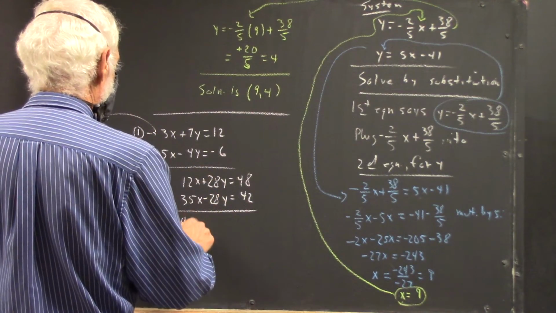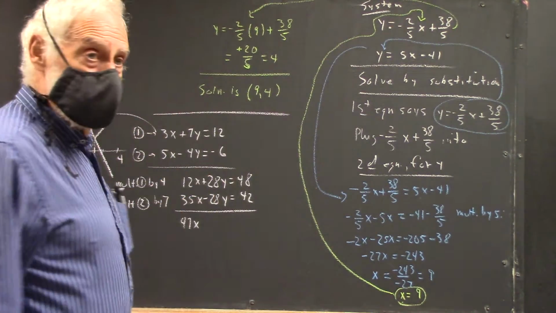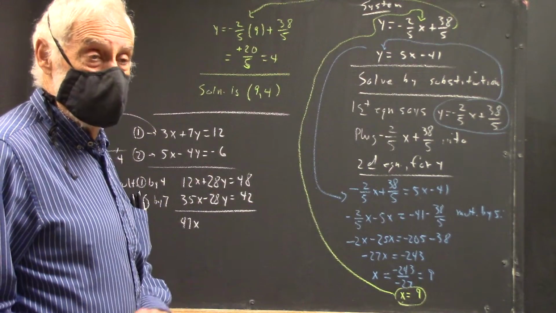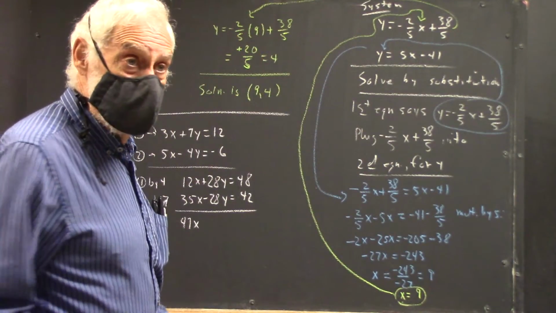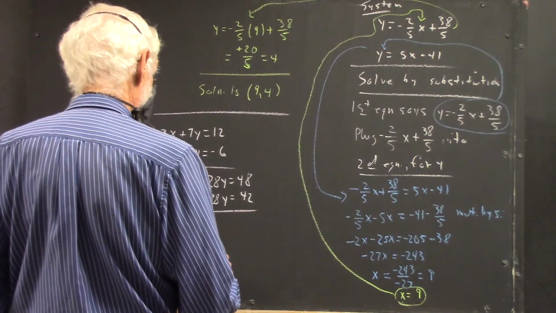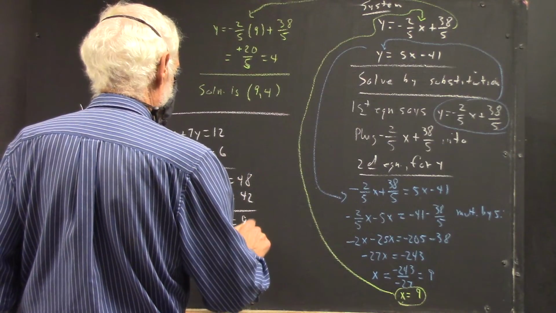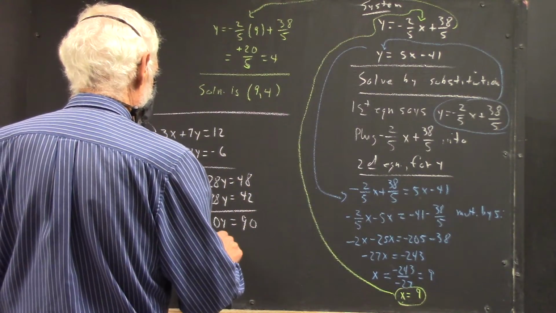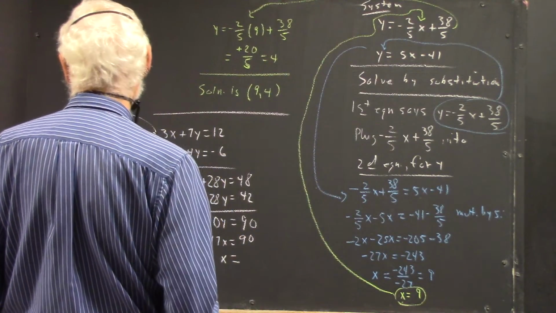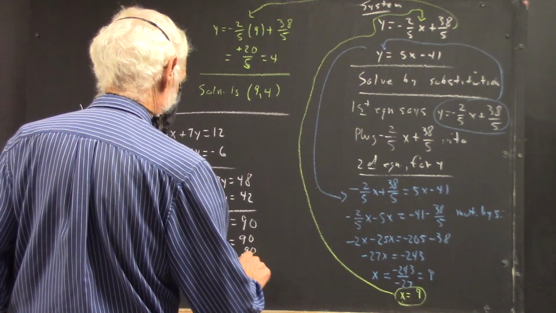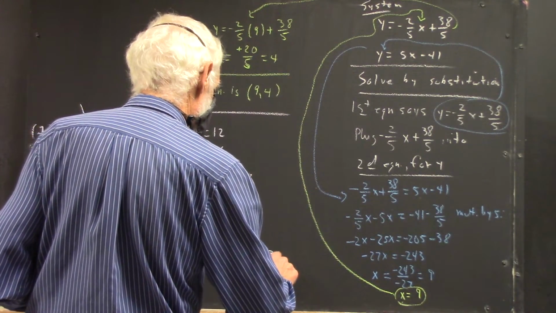12 and 35 is 47, so I get 47x, right? 28 and negative 28 gives me what? Show me, give me a gesture with your hand that indicates the result. It's 0, right? Because 28 and negative 28 is 0. And 48 and 42 is 90. So we get 47x equals 90. Boy, my estimate was really kind of not great. We get x equals 90 over 47, which is approximately, it's a little over 2.